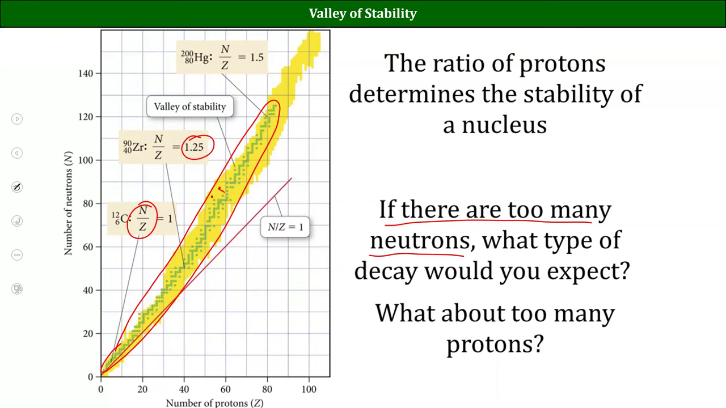If you're on the proton heavy side, we want to get rid of a proton and turn it into a neutron, in which case electron capture or positron emission is going to get us there.